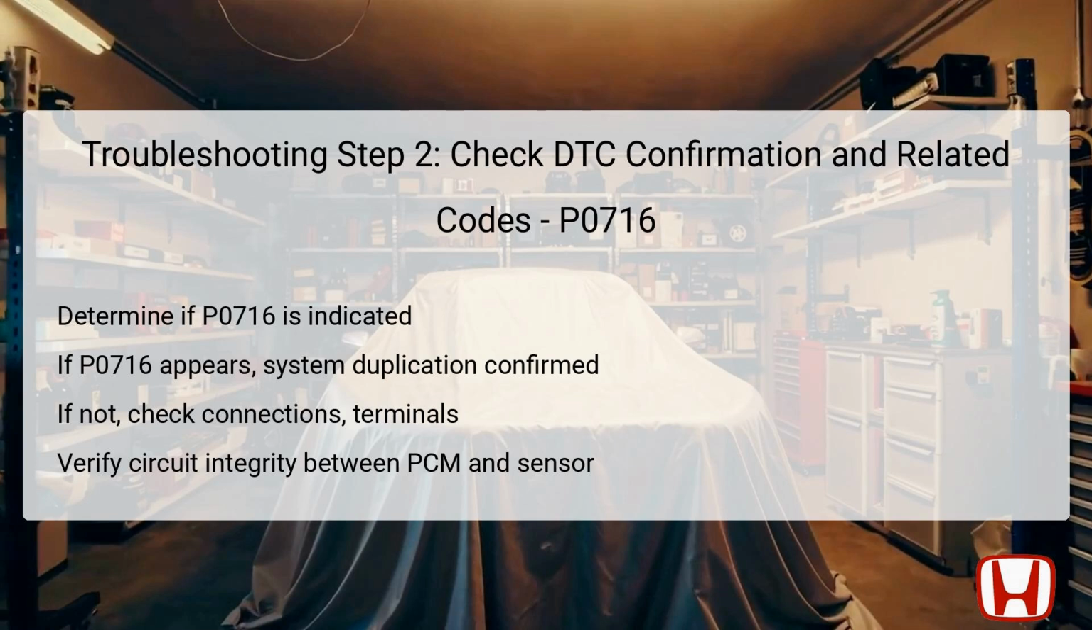connections or loose terminals between the powertrain control module, PCM, and the turbine speed sensor. Ensuring stable physical connections and sound terminal contacts can mitigate false readings and false DTCs. System duplication detection helps determine whether the electrical issue is persistent and requires targeted repairs in wiring or connectors.